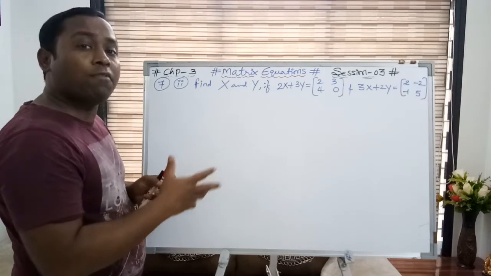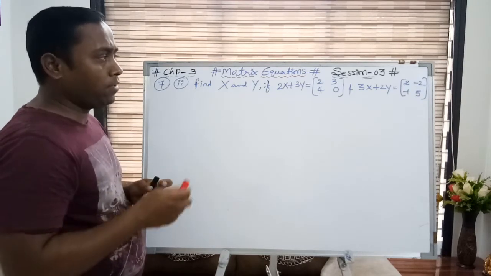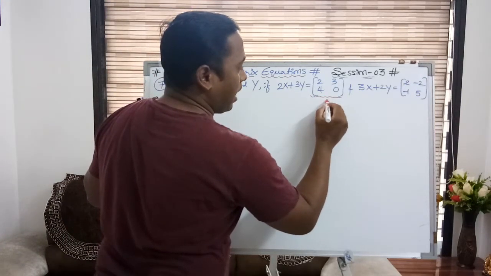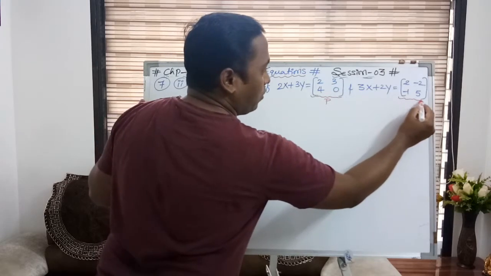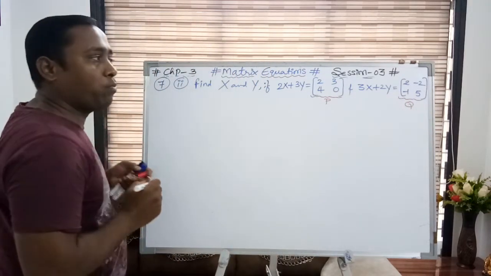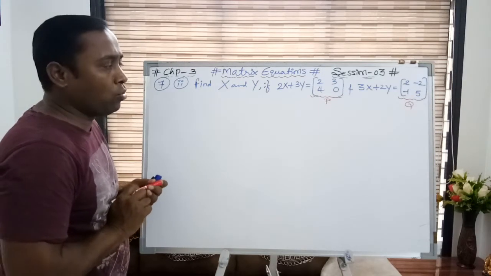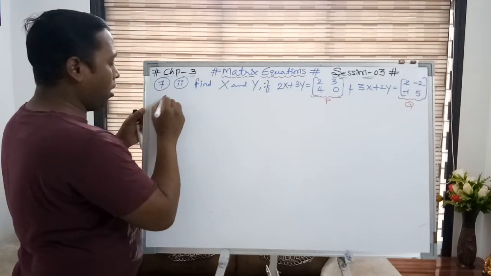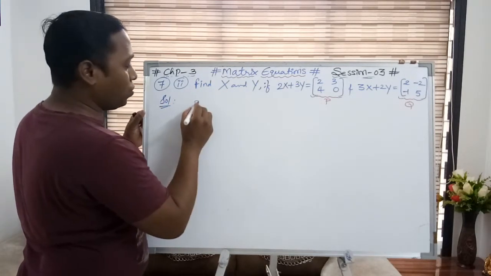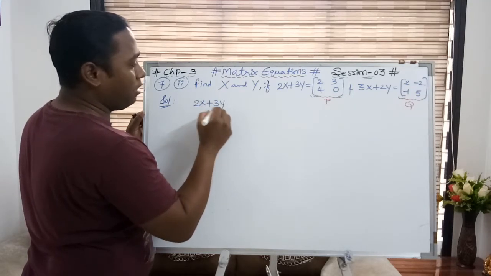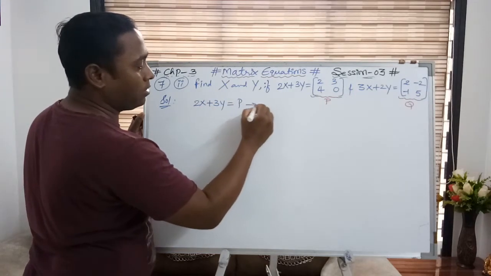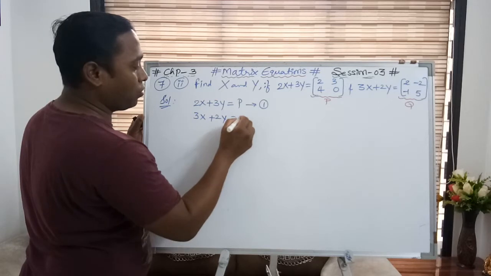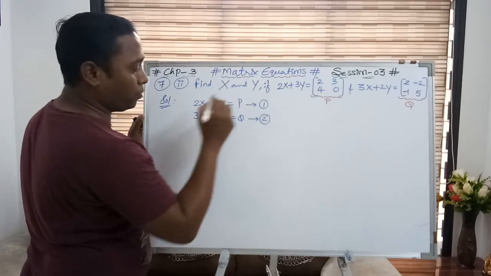So for the sake of convenience, how to solve this type of question? We will assume this matrix as P matrix and this matrix as Q matrix. I am purposely taking P and Q so that we can see the equations in the simplest manner. So ultimately the equations are reduced to 2X plus 3Y is equal to the P matrix. Let this be equation 1. Second is 3X plus 2Y is equal to Q. Let this be equation 2.